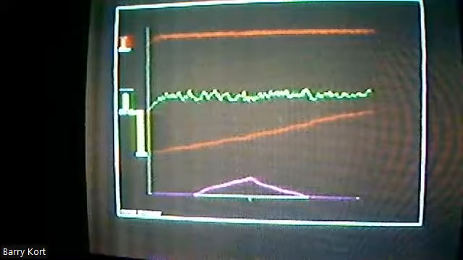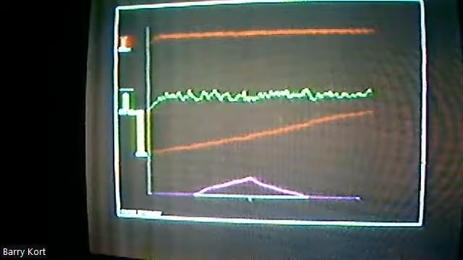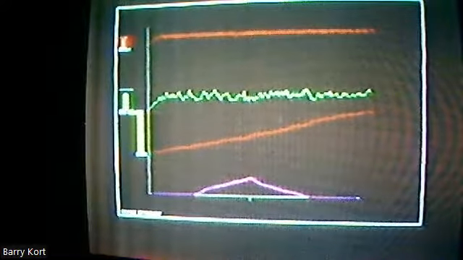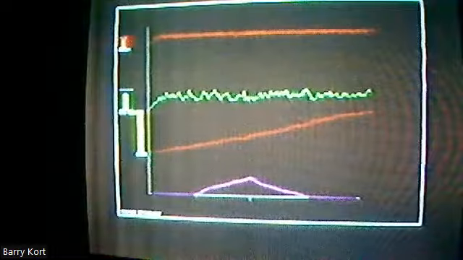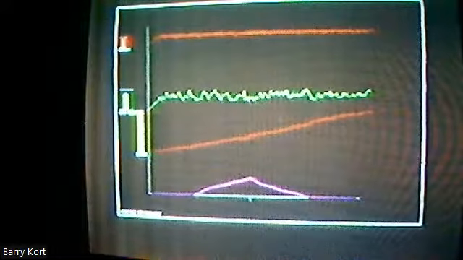Notice that the steady state distribution is well approximated by a triangular distribution in the case of conventional maintenance. And notice the volatility of the green curve.